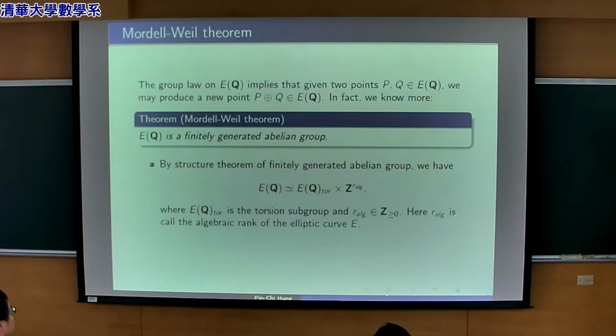This number is called the algebraic rank of the elliptic curve. Algebraic rank, because everything is algebraic: we have an algebraic equation, we have algebraic operations, and we have a group structure, and we get a number. So this is called the algebraic rank of this curve. Everything comes from the algebraic operation. We want to understand whether this number is zero or greater than zero.